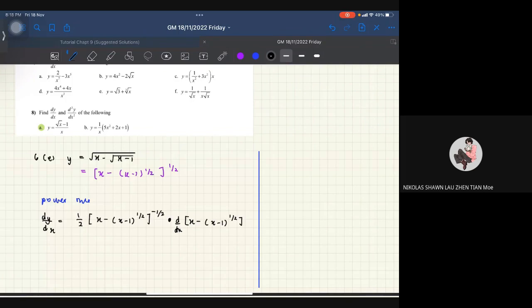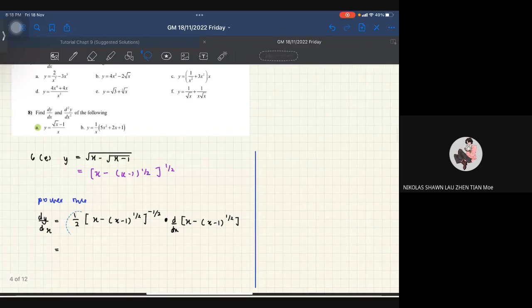Okay, so jom sambung lagi sikit. So yang dekat depan ni akan stay sahaja. So just copy and paste it here. Okay, and then yang dekat belakang tu now you need to differentiate it. So apa yang awak akan dapat? So I have x. So I differentiate it, I get 1.